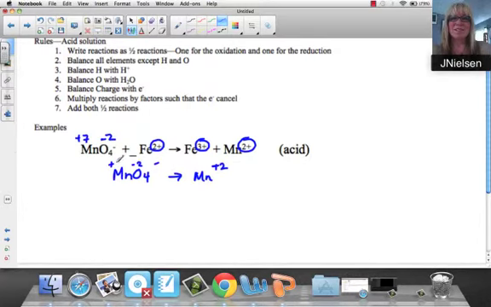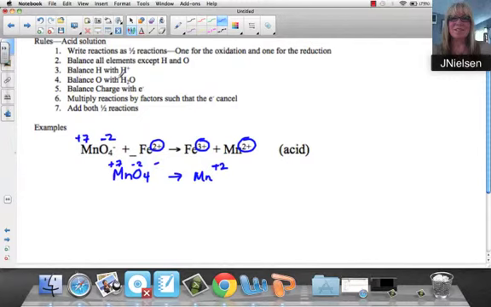Okay. So the first thing that we want to do is balance all elements except H and O. Well, we have one Mn, one Mn. So we've done that. Balance H with H+. There is no H here.